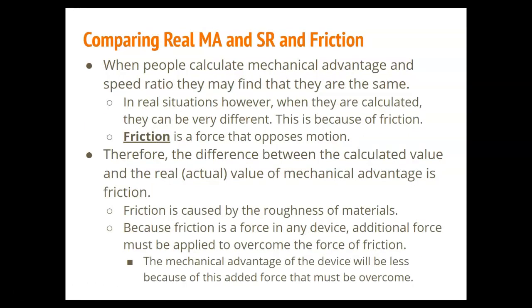So I wanted to compare real mechanical advantage and speed ratio to friction, and need to talk about this because it's something that's always there, but in order to simplify things, we often ignore friction just to make our lives a little easier when it comes to explaining. So when people calculate mechanical advantage and speed ratio, they may find that they are the same. In real situations, however, they can be very different. This is because of friction. Friction is a force that opposes motion.